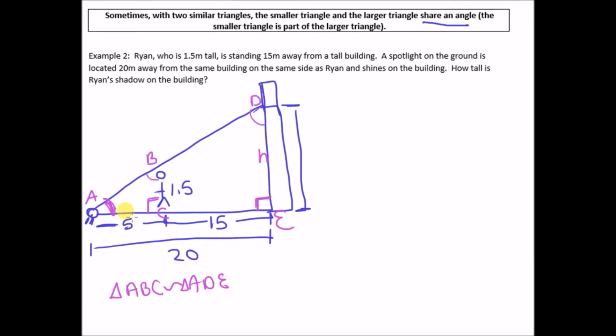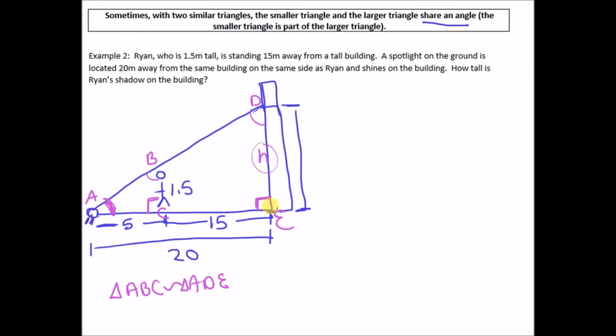So let's make ratios with corresponding sides. I like the bigger triangle over the smaller triangle because then the ratio is nice. Or I like to do the unknown on the top. So the unknown is part of the big triangle. So let's put the big triangle on top.